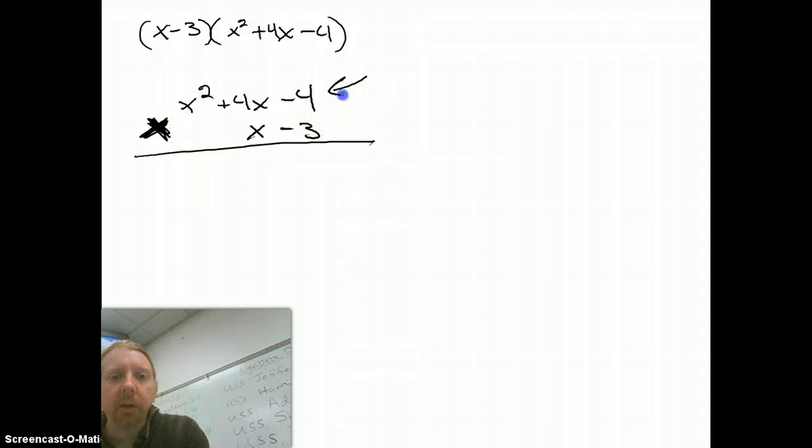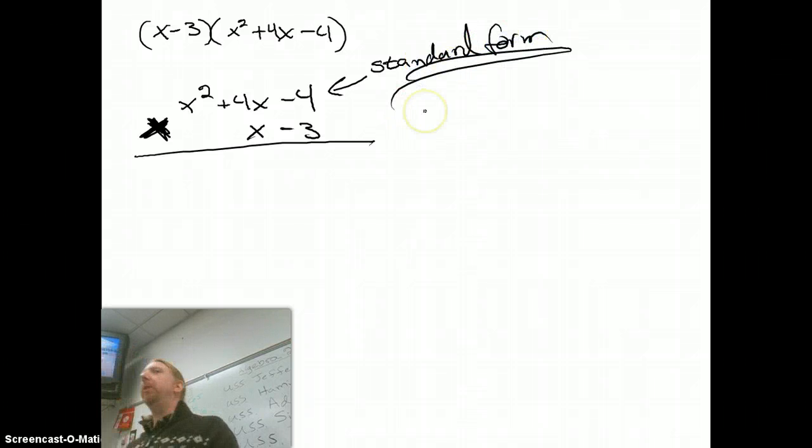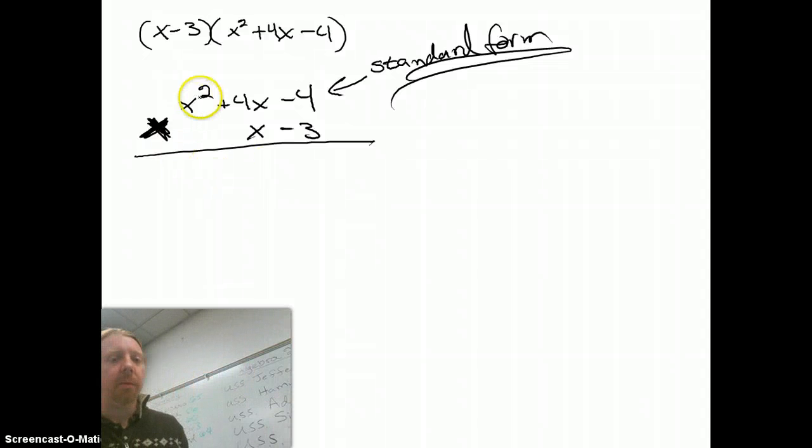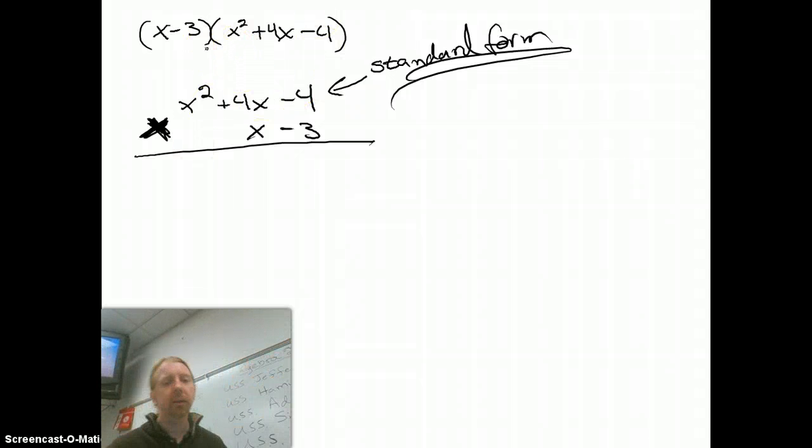Also make a note. These should be in standard form. They don't have to be, but the algorithm works better when you do, because it lines stuff up better. So standard form for this thing, which already is, because I have x squared, then an x, then a constant. And now I'll just do multiplication like I used to.